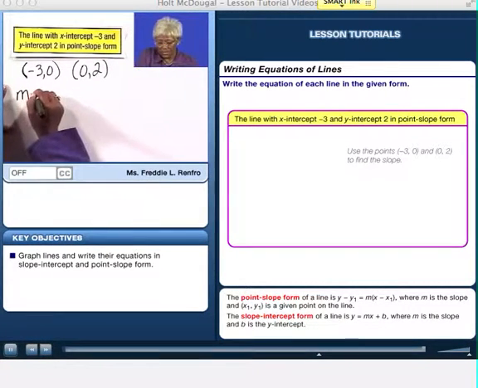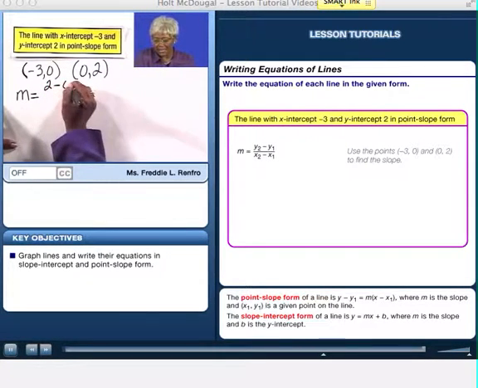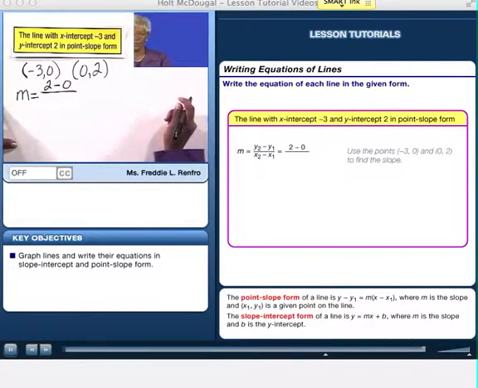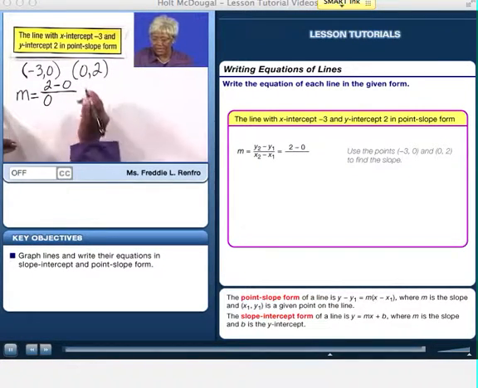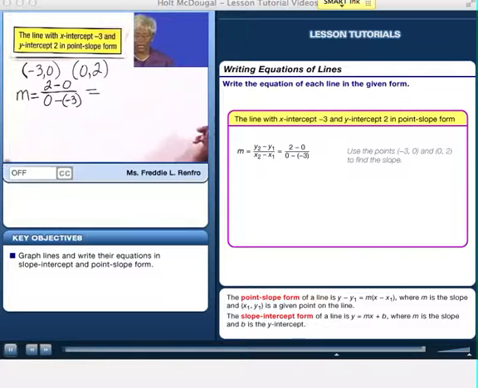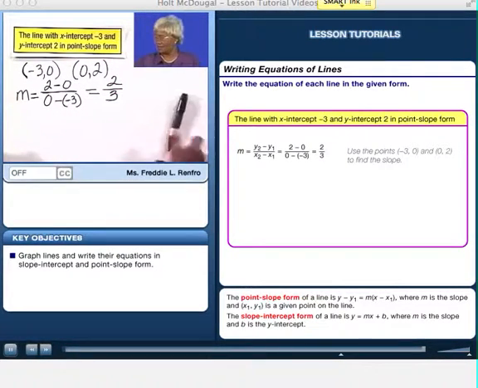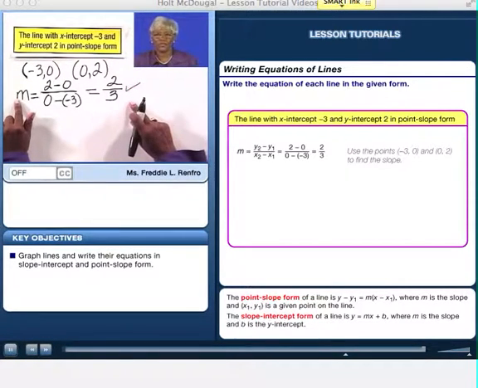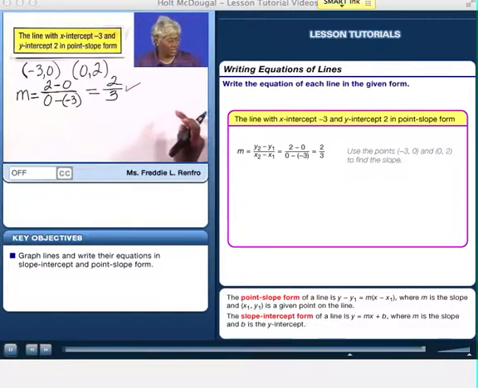The slope is equal to 2 minus 0. I'm going to start with the 2. Over the difference of the x-coordinates. It's 0 minus -3. And that's equal to 2 over +3. We need to remember that. The slope is 2/3. Now, it says write the equation in the point-slope form.